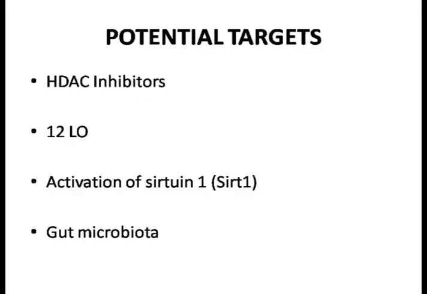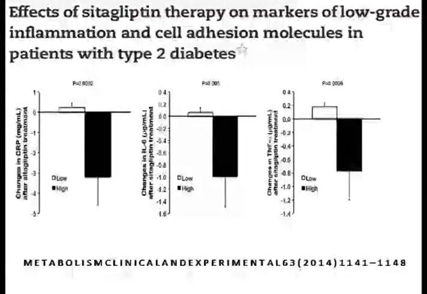Now, potential new targets are histone deacetylase inhibitors, 12-lipoxygenase inhibitors, activation of sirtuin, and gut microbiota. Mark my words, next decade is going to be the decade of gut microbes. A lot of therapies are going to come which will target the gut microbes to improve the gut microflora to decrease the inflammation. What about the new drugs, day-to-day drugs which we use in our practice?